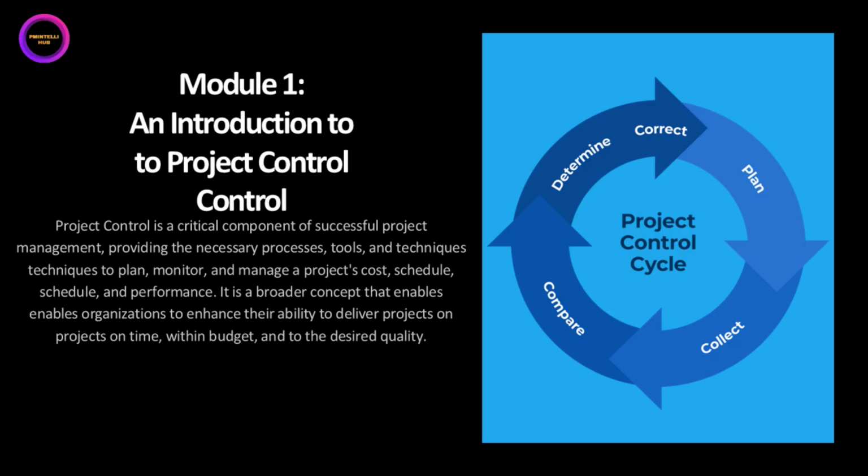As you can see from the project control cycle, it's an ongoing process of planning, collecting data, comparing performance, determining any necessary corrections, and then implementing those corrective actions. Project controls is a critical component of successful project management. It equips us with the processes, tools, and techniques to effectively plan, monitor, and manage a project's cost, schedule, and overall performance. More broadly, it's a discipline that helps organizations improve their ability to deliver projects on schedule, within the allocated budget, and to the required quality standards.